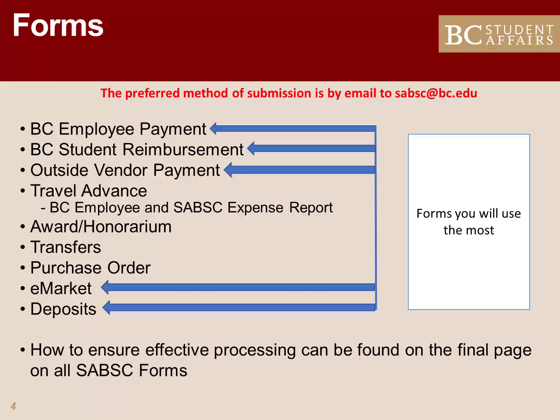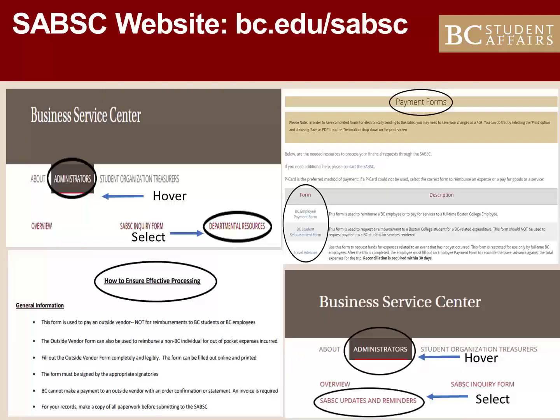These include the P-card, both corporate and Department American Express cards, voucher checks, and purchase orders. The most commonly used forms are the employee payment, student reimbursement, outside vendor payment, e-market, and deposit forms. If you have any questions concerning filling it out, you can reference the How to Ensure Effective Processing on the final page of the form. This is on all forms.